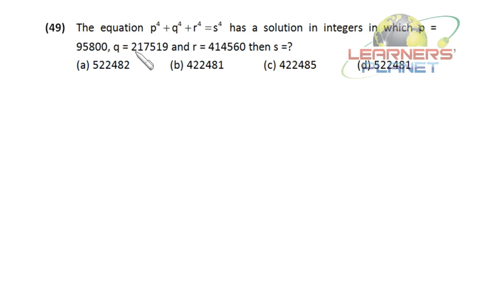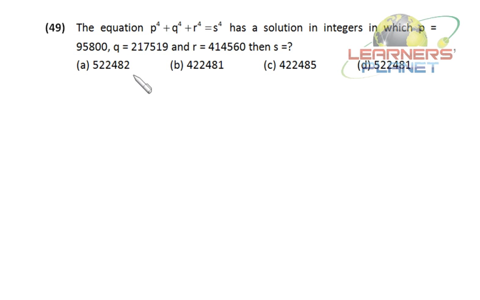Now in this equation, P^4 + Q^4 + R^4 = S^4 has a solution in integers, in which the values of P, Q and R have been given, and we have to find the value of S in this case. Friends, this is really a heavy problem. I think lots of calculation is involved in this. Let's begin to do this.